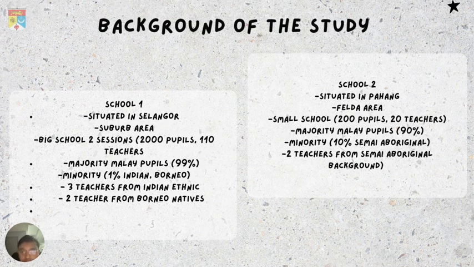As for the second school, it is situated in Pahang in a Felda rural area. It is a small school consisting of 200 pupils and 20 teachers. The ratio is one teacher to 10 pupils. It has a 90% Malay majority and just a 10% minority, which consists of the Semai Aborigines. This school has two teachers from a Semai Aborigines background.